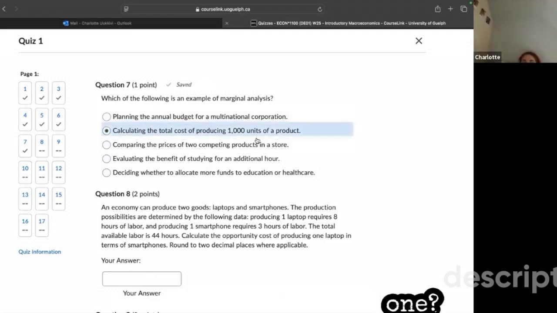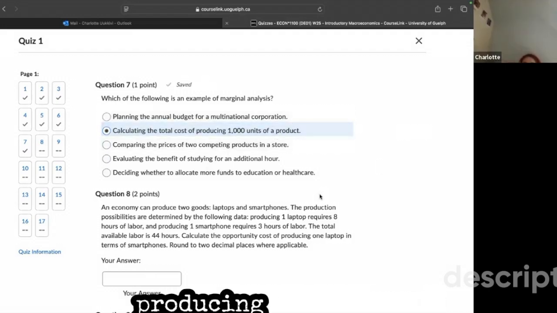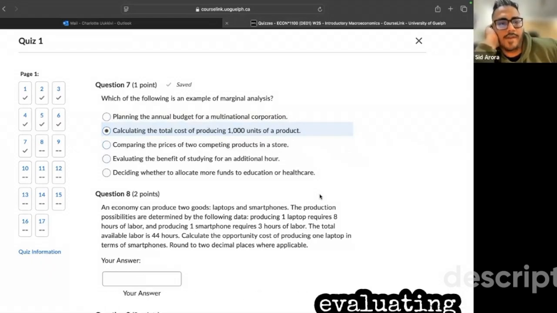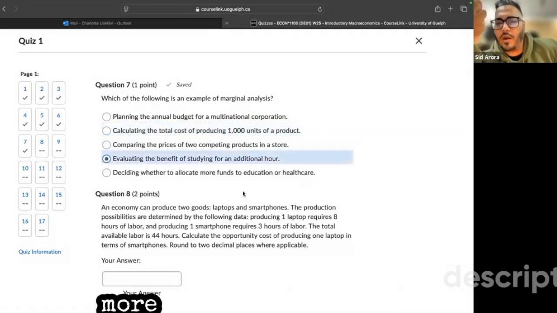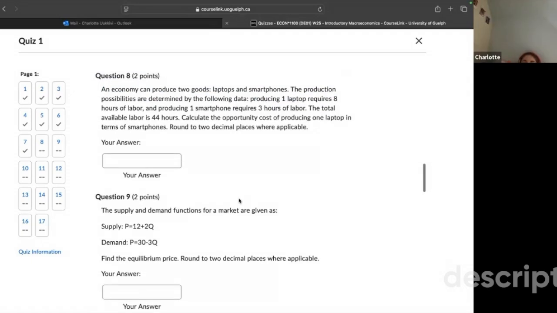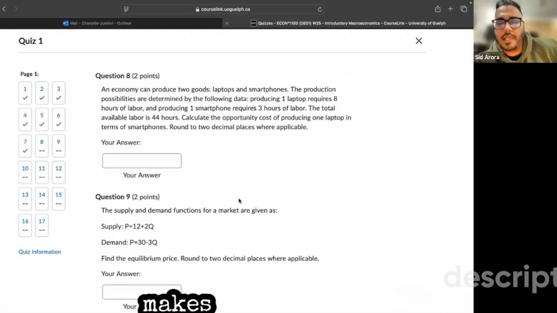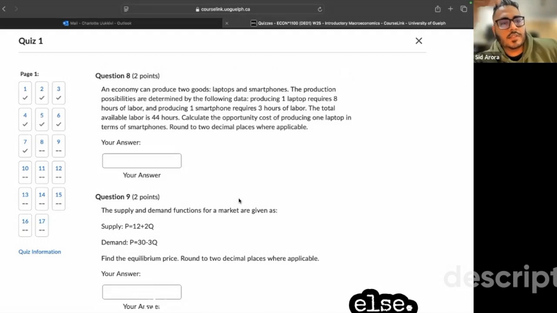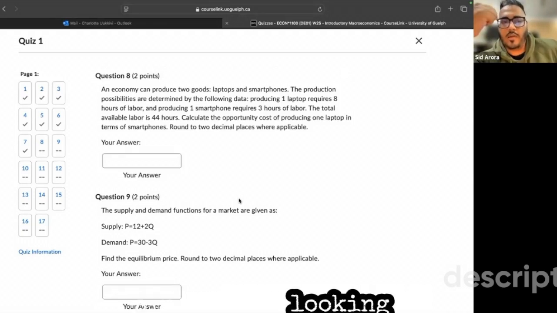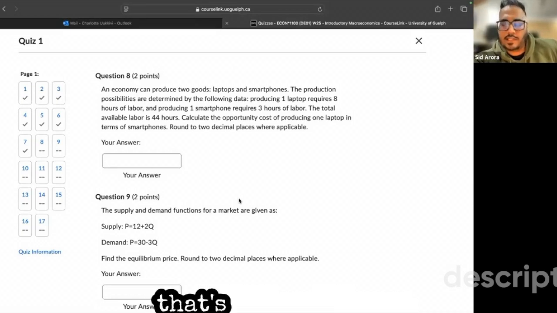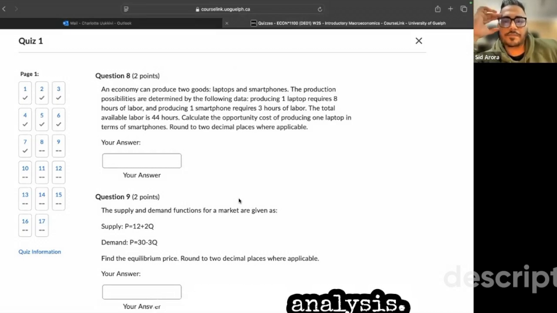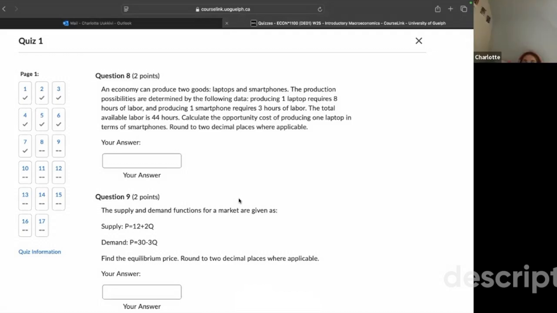Would it then be this one, because you're talking about the price of producing those units? It should be the fourth one because we're evaluating the benefit of studying one more hour. You're deciding if it makes sense for you to study one more hour, because you could be doing something else. So you're looking at the opportunity cost of that one hour of study. Since you're looking at one additional hour, that's an example of a marginal analysis. This one you'll probably have to write down.